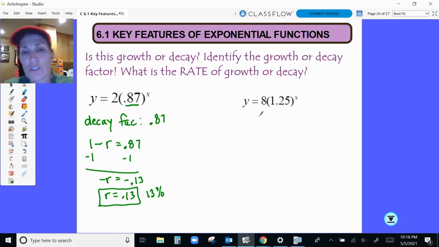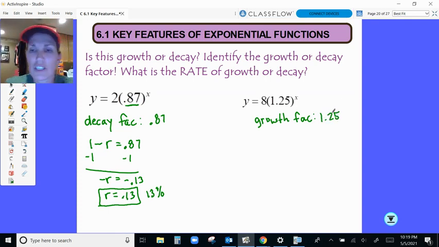This is a growth, right? This is a growth factor because it's bigger than 1. And so this is usually a little bit more straightforward. It's a growth factor of 1.25. Basically, since it's 1 plus, the growth factor is just the part that's bigger than 1, right? So 0.25 is my r. Okay? And so that's a little more straightforward than the decay.